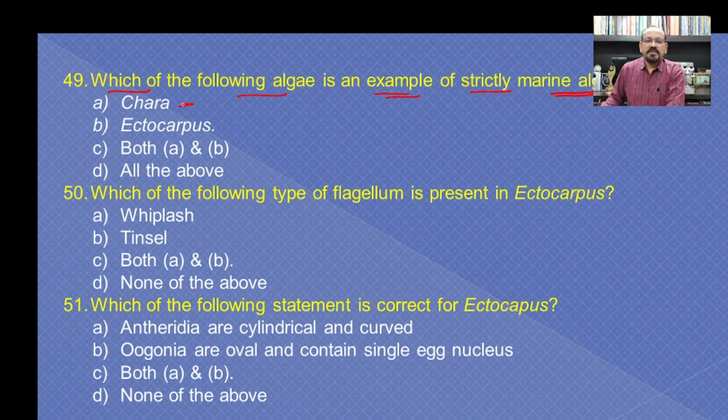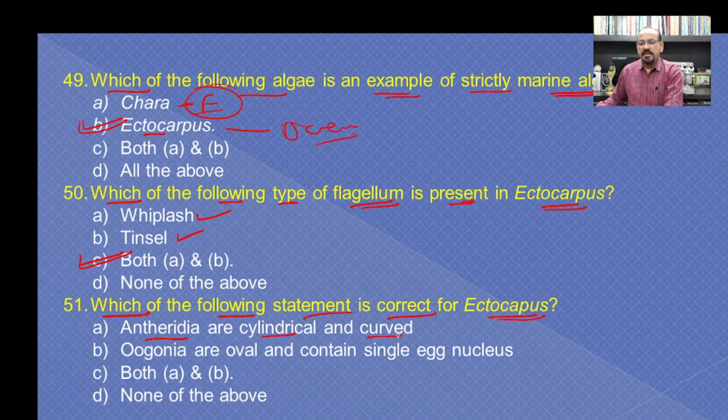The Chara is found in fresh water, while the Ectocarpus is found in the oceans, and hence the Ectocarpus habit is the marine one. Then which of the following types of flagellum is present in the Ectocarpus? In Ectocarpus, as we have seen, one flagellum is whiplash and the second is a tinsel type. That is, both the flagella are unequal and of two different types, and hence both types of flagella are present. Then which of the following statements is correct for the Ectocarpus?